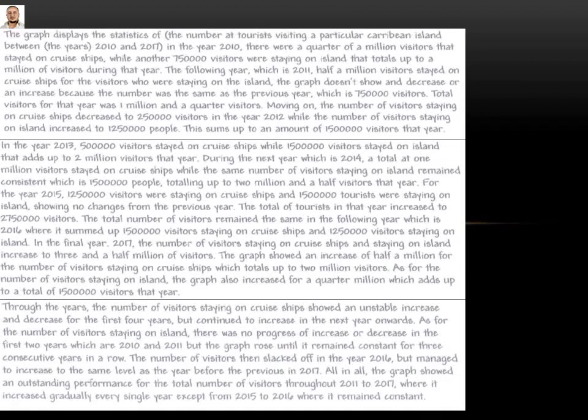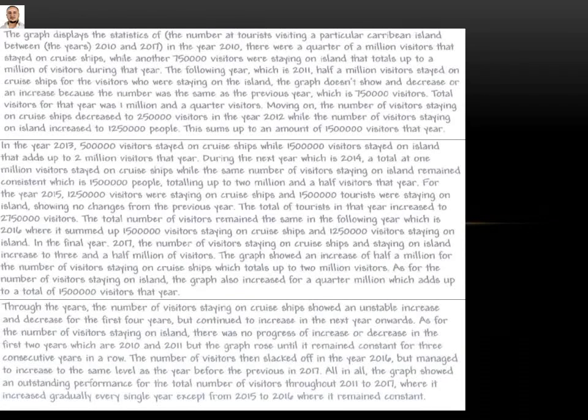Moving on, the number of visitors staying on cruise ships decreased to 250,000 visitors in the year 2012, while the number of visitors staying on island increased to 1,250,000 people. This sums up to an amount of 1,500,000 visitors that year. In the year 2013, 500,000 visitors stayed on cruise ships, while 1,500,000 visitors stayed on island. That adds up to 2 million visitors that year.